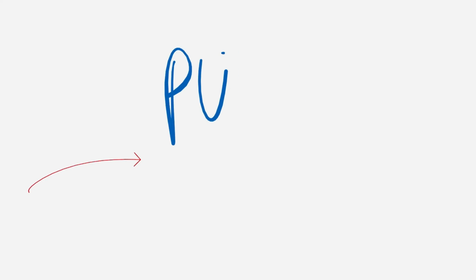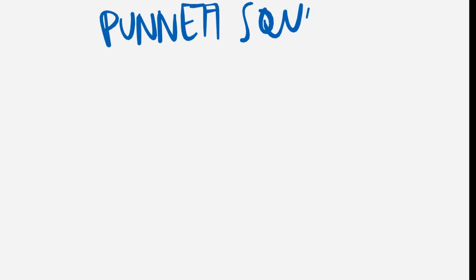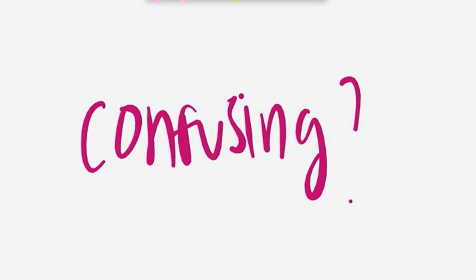It's time I introduce you to the Punnett square. The way a Punnett square works is it takes a genotype, or the collection of genes of a specific trait that each parent has, and it crosses them together on a tic-tac-toe shaped board. Sound confusing? Let's break it down.